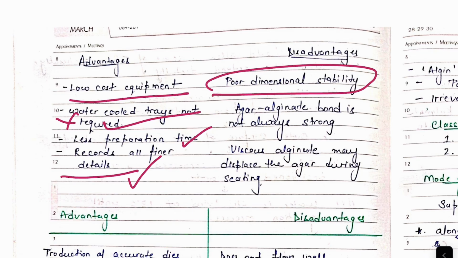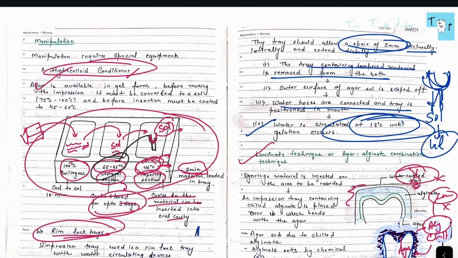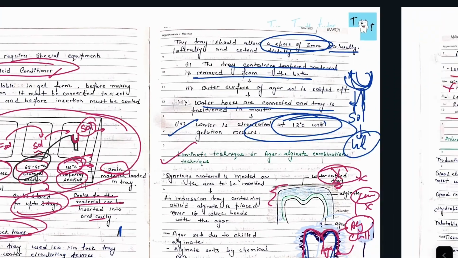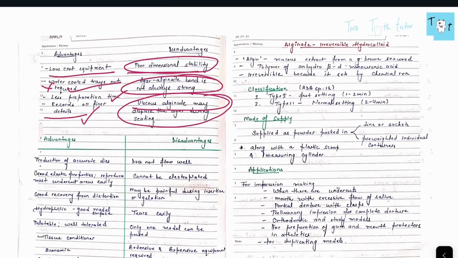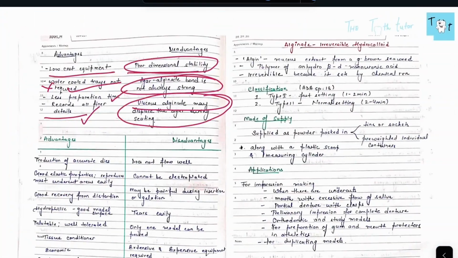Now it has poor dimensional stability. The agar alginate bond is not always strong. So while removing the impression, my impression may not completely come off, and the agar may just stick to the teeth. That is a problem. Viscous alginate may also displace the agar during seating. While I am putting the alginate over the agar, the alginate might come over here and displace the agar from here. So these are some of the disadvantages we might face.